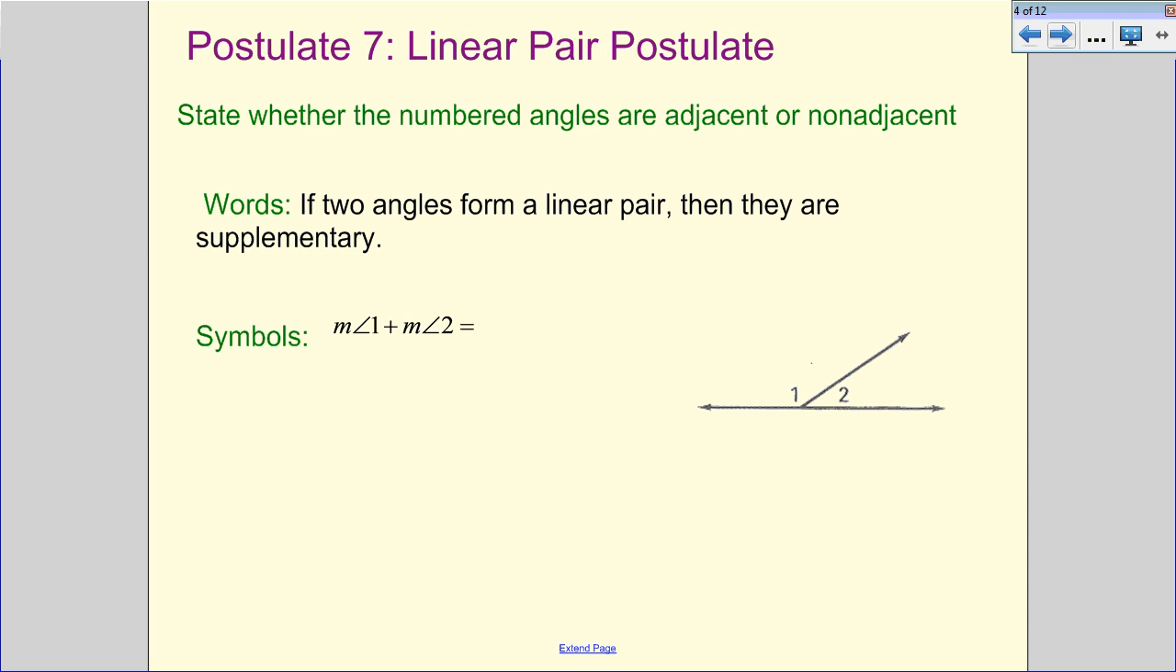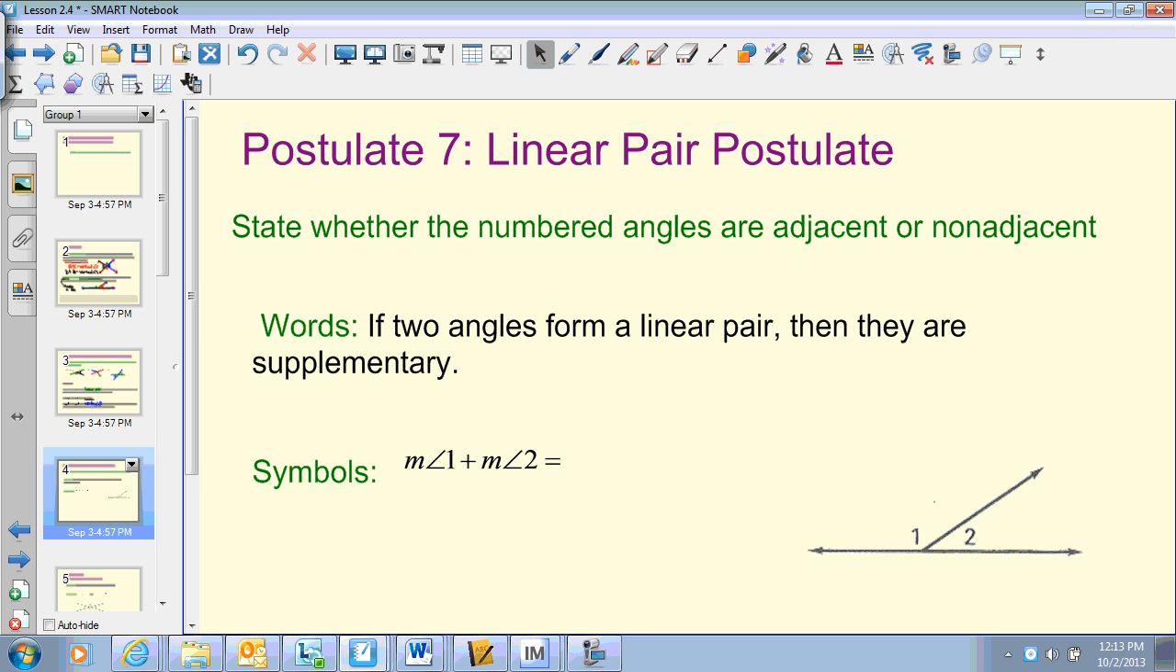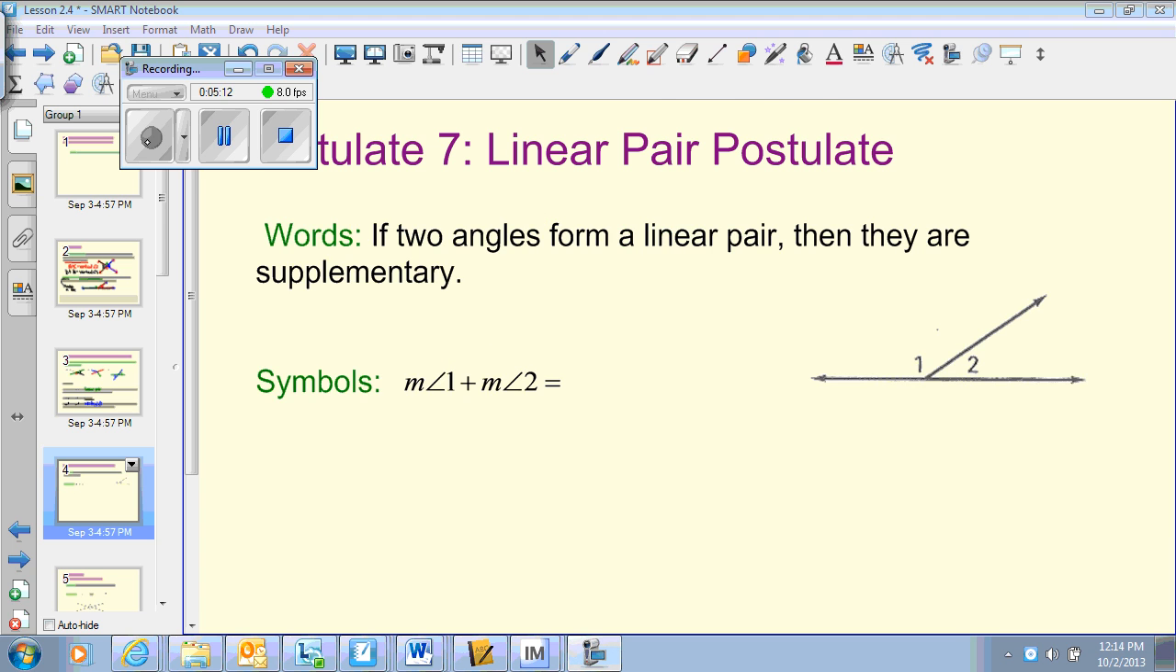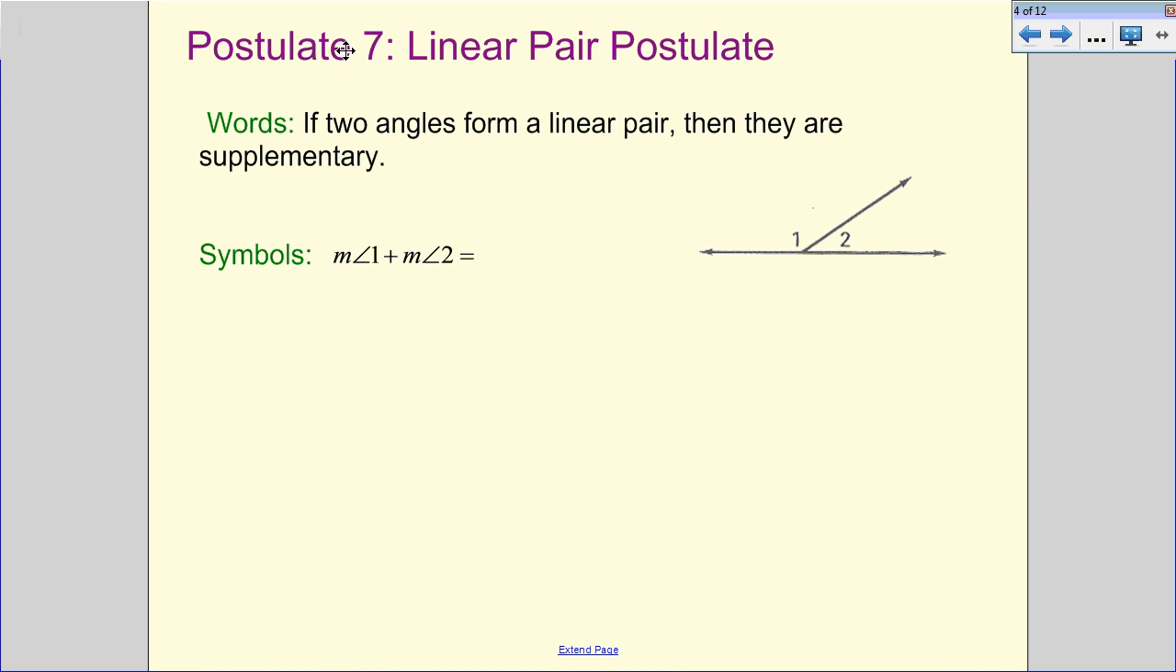All right, if we take a look at postulate 7, we're going to take a look at what a linear pair means. So pause this real quick. Okay? Just a little bit of typing here. All right, sorry guys.